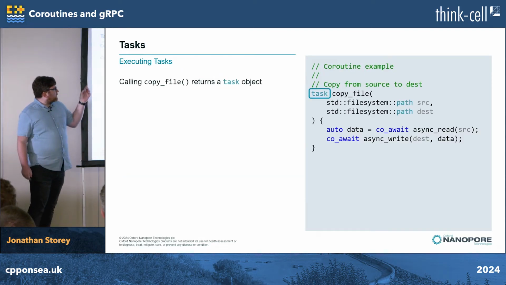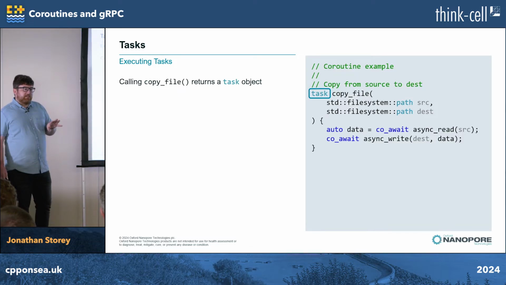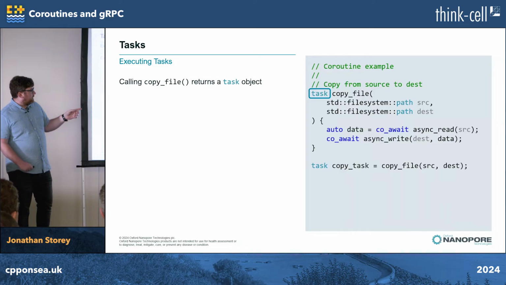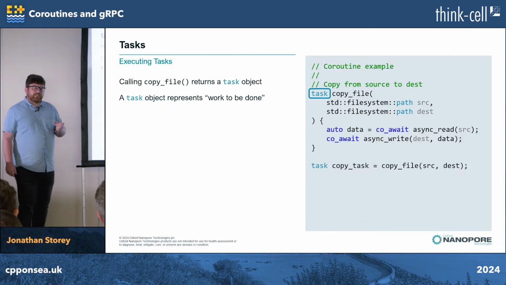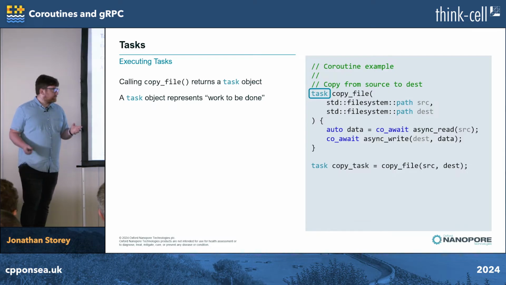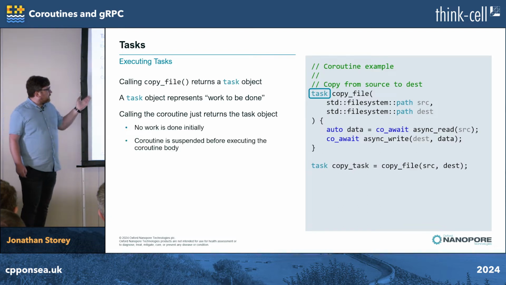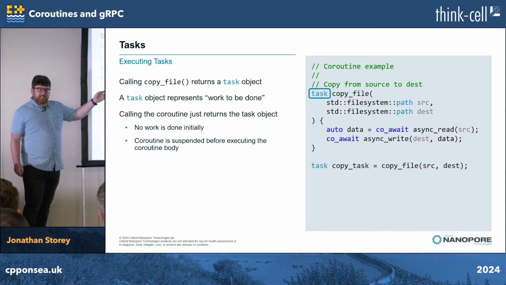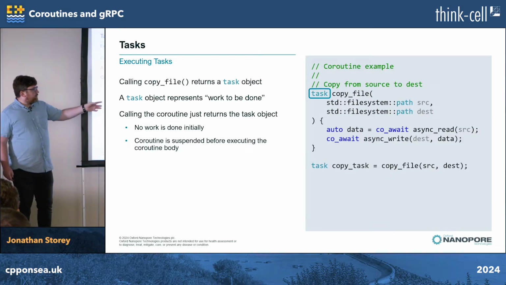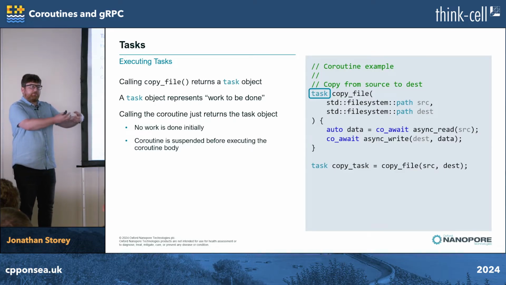So we said that calling copy file doesn't actually copy the file. It just returns this task object. So that's it, returning this copy task when you call copy file. And a task object represents work that needs to be done. Calling the coroutine just returns a task object, doesn't actually do any work. And the coroutine is suspended before executing the coroutine body. So when you call copy file, you get an object back that represents this: when you execute it, it is going to copy a file, but it doesn't do anything to start with.